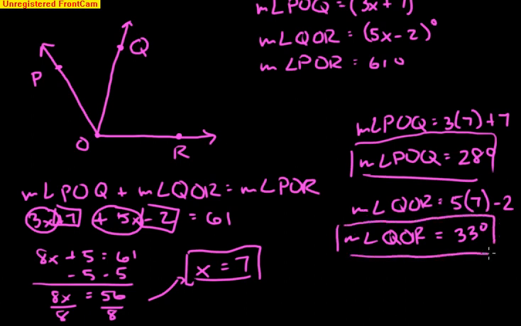And if you take a look at those two angles, if you add them together, you get 61, which was the original angle given. So there are 5 problems that you should know how to do in order to do well in your quiz on Friday.